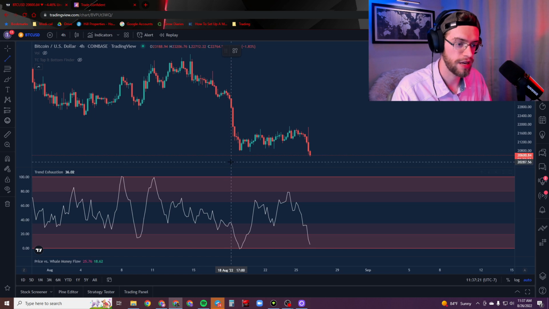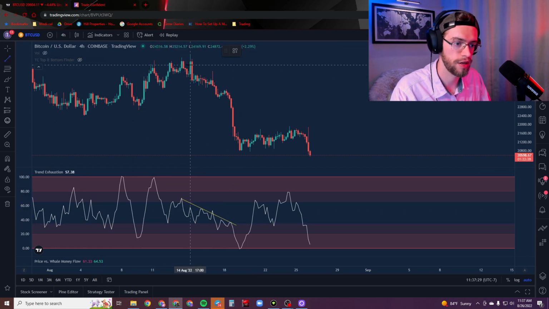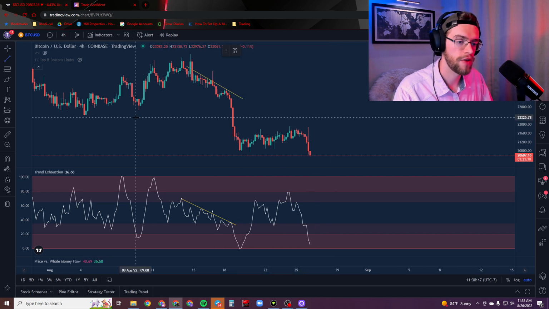Trends in price tend to follow trends on the trend exhaustion. As an example here, we have a series of lower highs and lower lows, and this was correlated in price right here with a bunch of lower highs and lower lows. However, if you see divergence, the price will very likely follow the trend exhaustion very quickly.